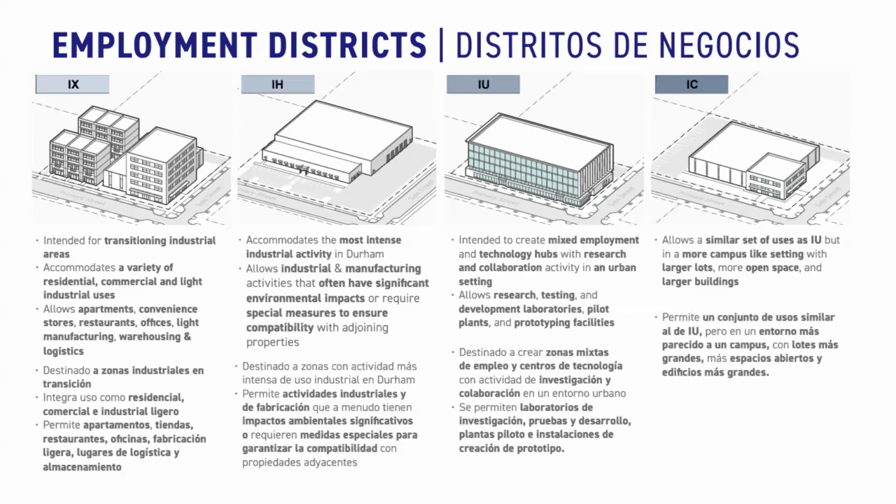And so the last within the employment districts is going to be the IC. This allows a pretty similar set of uses as the IU, the previous district, but it's going to be more like a campus setting, right? So like larger lots, more open space, larger buildings, things like that.